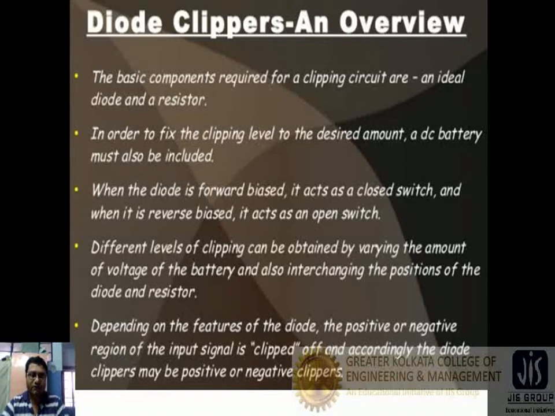Different levels of clipping can be obtained by varying the voltage of the battery and also interchanging the positions of the diode and the resistor. Depending on the orientation of the diode, the positive or negative region of the input signal is clipped off, and accordingly the diode clippers may be positive or negative clippers.